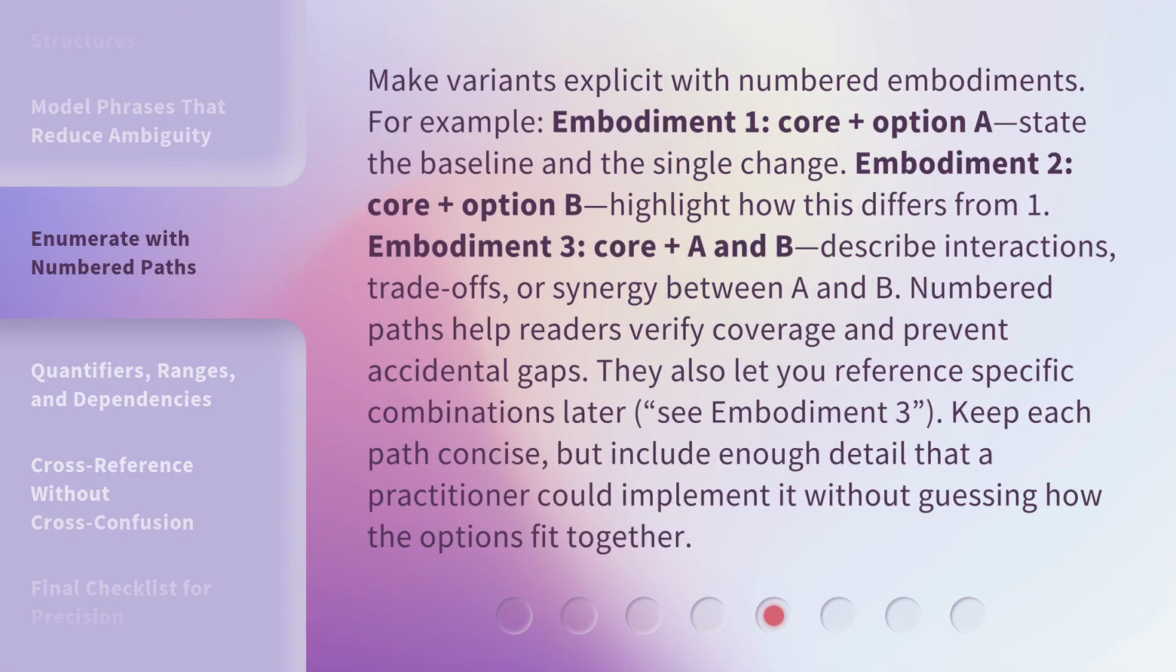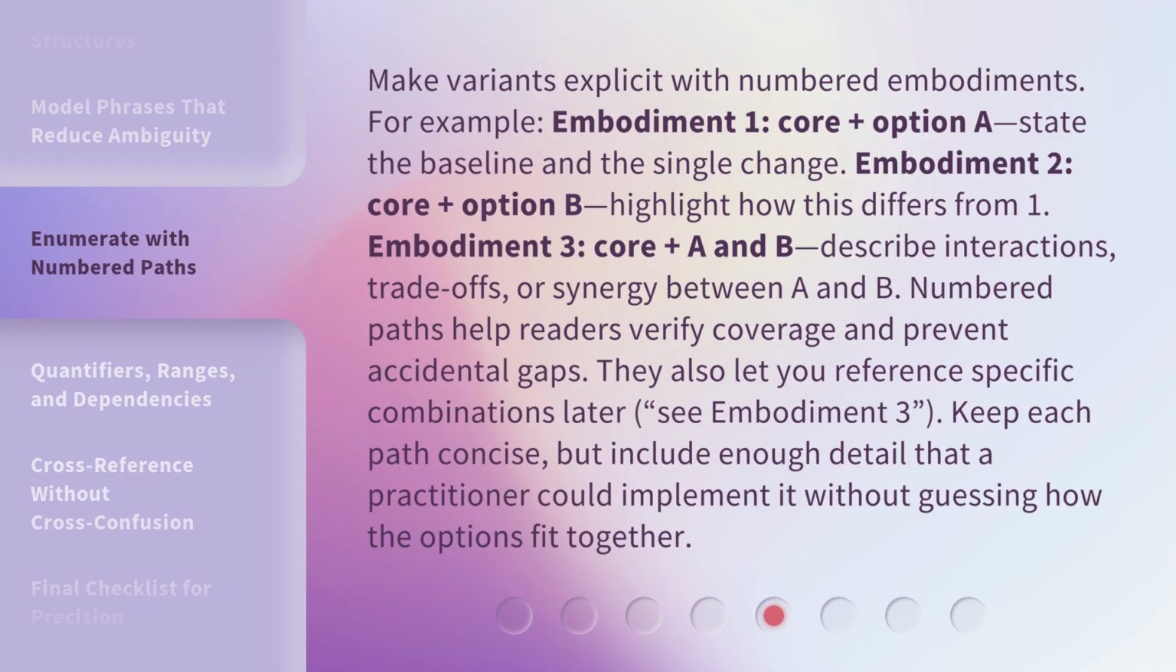Make variants explicit with numbered embodiments. For example, Embodiment 1, Core plus Option A, state the baseline and the single change. Embodiment 2, Core plus Option B, highlight how this differs from 1. Embodiment 3, Core plus A and B, describe interactions, trade-offs, or synergy between A and B.